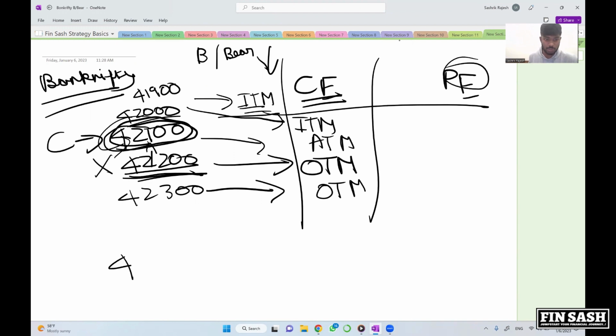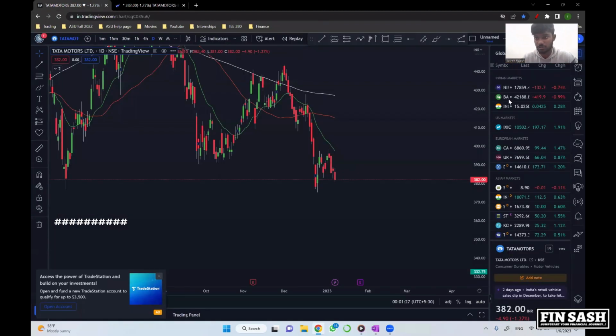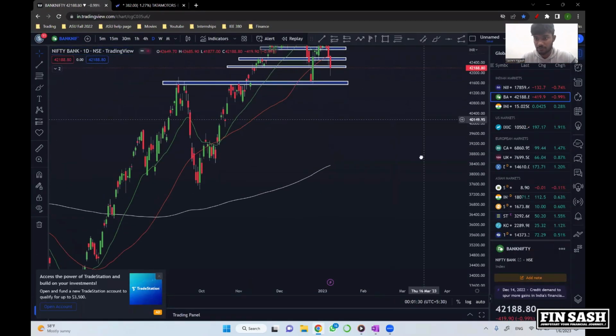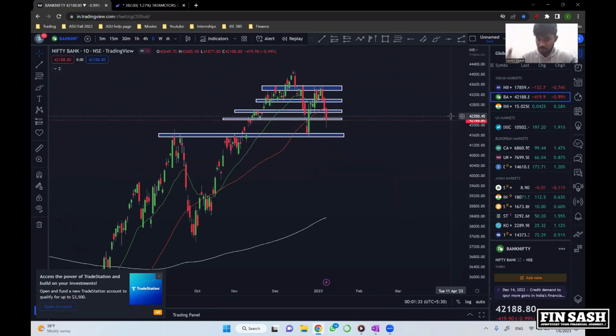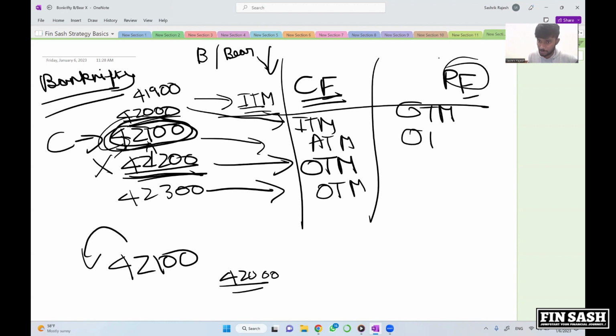So the current price is 42,100, and the strike is 42,000. Is it below or above? Does the condition satisfy or not? There's an easier way to see this. If you go to the charts, the current price is here and you're saying 42,000. So it's under, right? And your view is bearish, so it still has to reach that level. If it still has to reach that level, it's an OTM option.